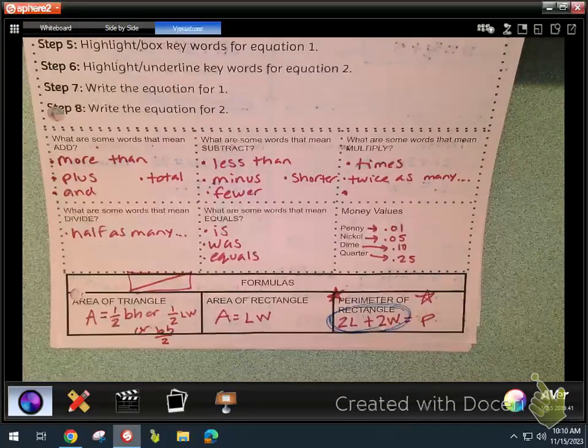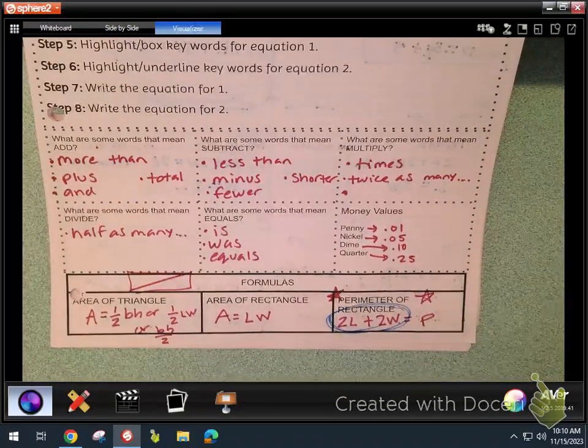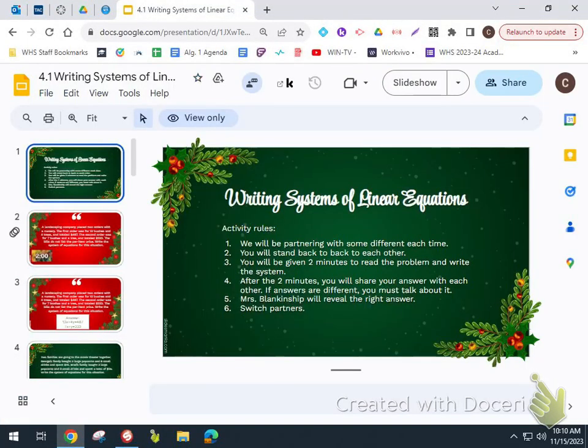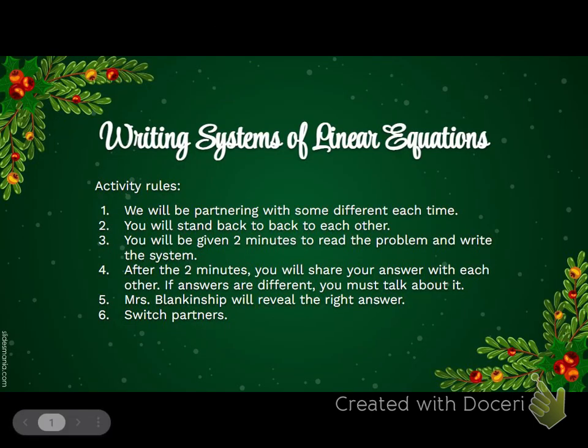And in a minute, we're going to do a little whiteboard activity. And this will serve as our homework, okay? So here are the rules. This is from a different teacher, so ignore the name, it's not mine. But we can go with it. We're going to partner up, and you're going to be moving. You're going to be getting a different partner each time. We're going to be giving a word problem. And you're going to have 2 minutes to write down the system. And then we'll turn and share and see if we got them right. Okay? So that's what we're about to do.